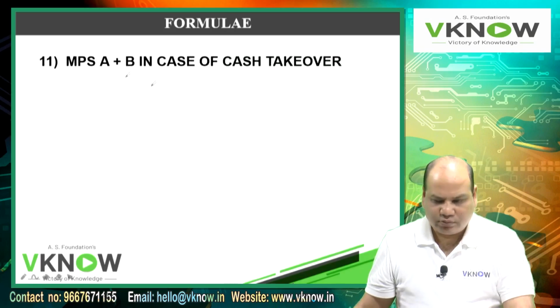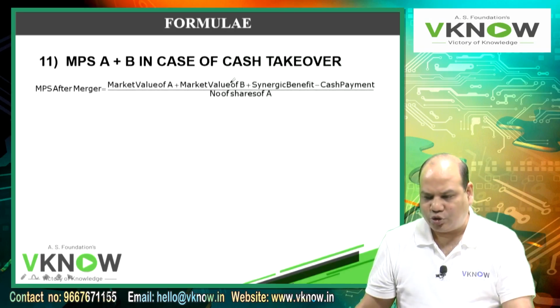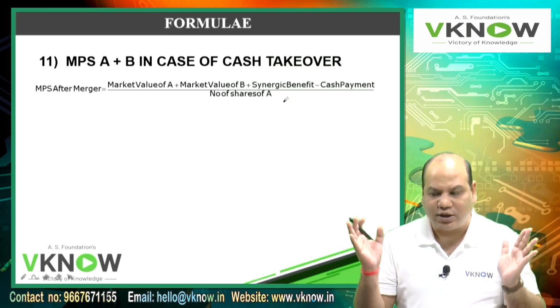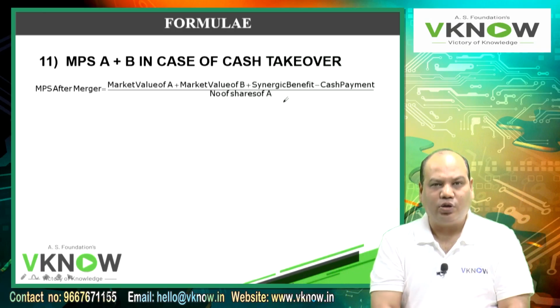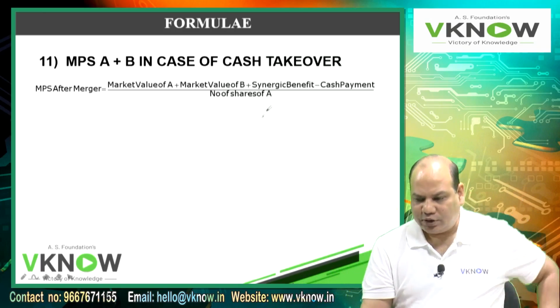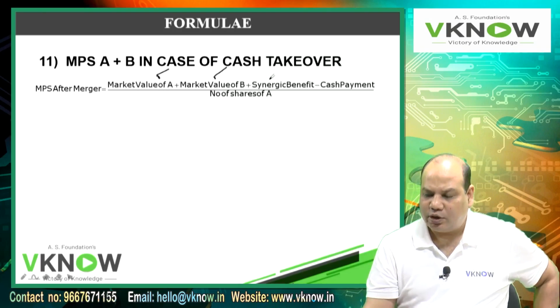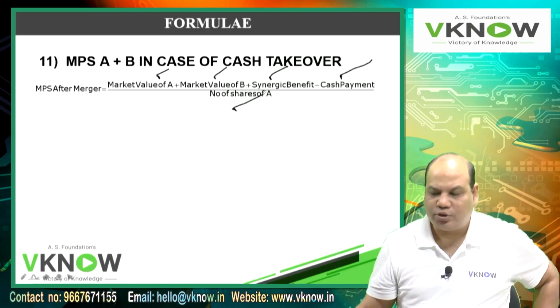Formula 11. MPS of A and B in the case of cash takeover. Suppose A acquires B by paying cash. So to the extent you are using business cash, your valuation will fall. So MPS after merger when cash is paid is equal to market value of A plus market value of B plus synergy gain minus cash paid and divided by number of shares of A.